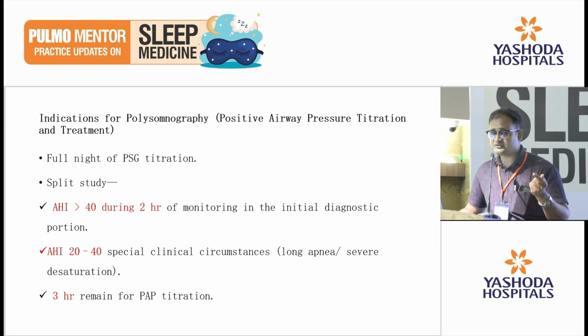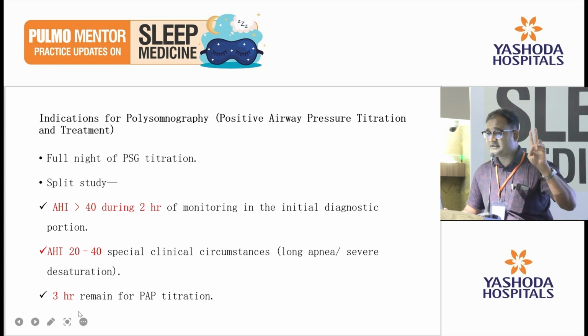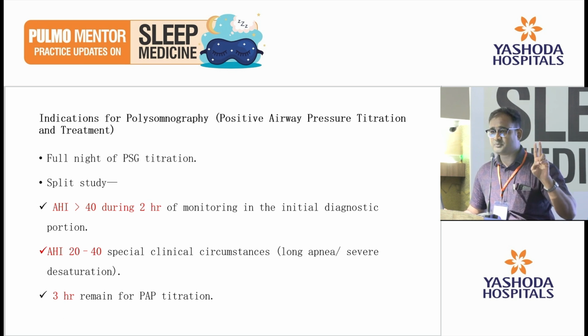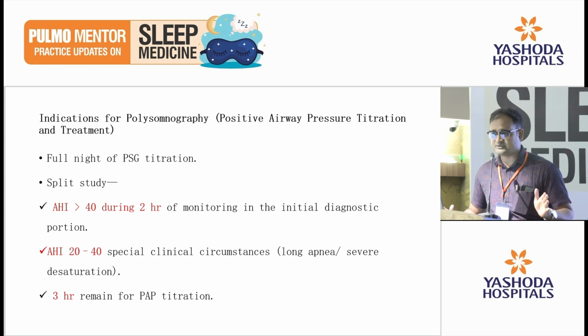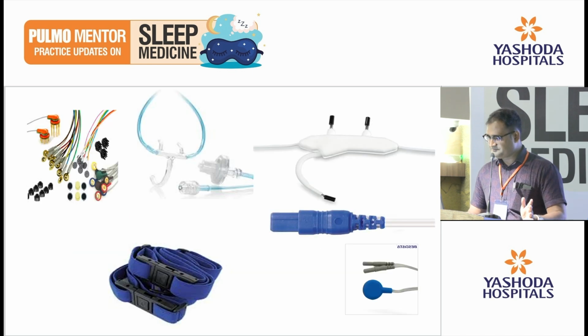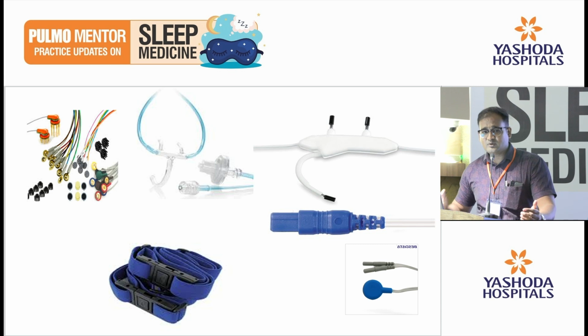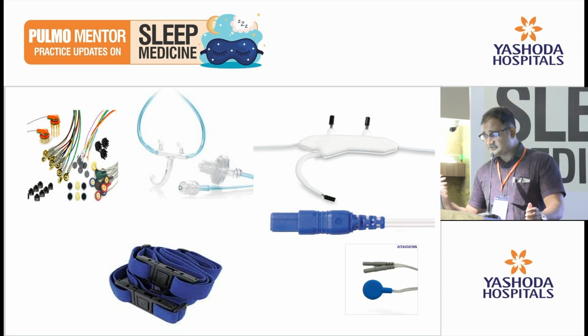So when should you go for split night polysomnography? When 3 hours should remain after the diagnostic study for titration, and in the initial 2 hours, the apnea-hypopnea index should be more than 40. And it may be 20 to 40 if it is associated with longer apneas and severe desaturation. In these conditions, you can go for your split night polysomnography. So that is all about indications and contraindications of polysomnography.